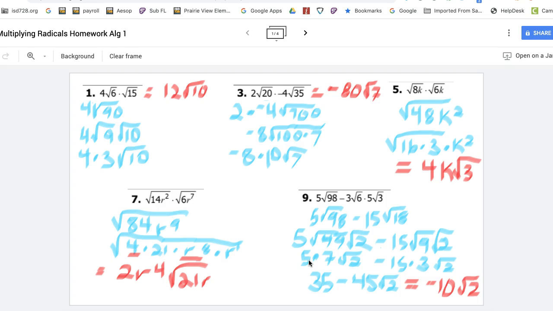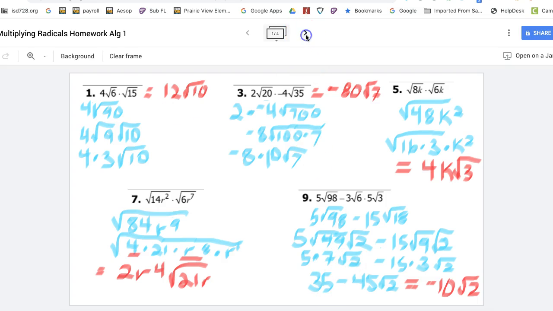And let's see, I get 35 minus 45 root 2. Oh, this should be a root 2. This should be a 35 root 2 minus 45 root 2. I forgot to write that in, so I apologize. And 35 minus 45 makes negative 10 root 2. So little error here. Just keep that in mind. That should be 35 root 2. I forgot to write the root 2 in.